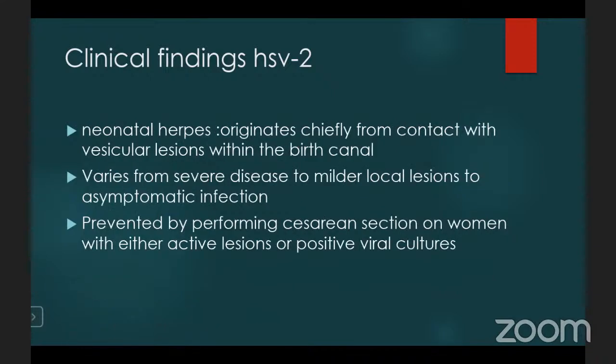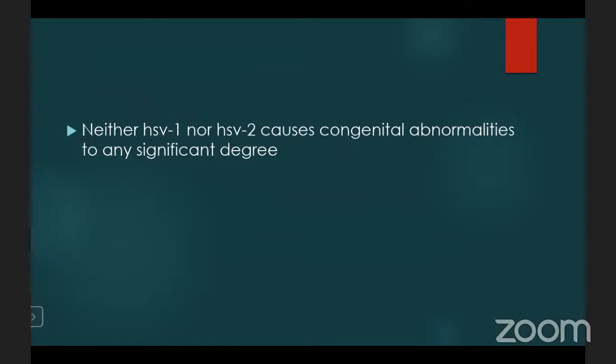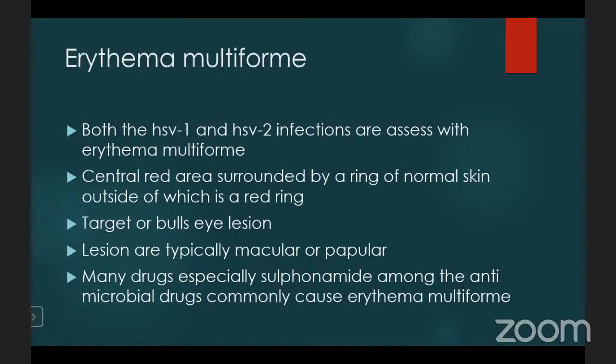Neonatal herpes originates chiefly from contact with vesicular lesions within the birth canal. It varies from severe disease to milder local lesions to asymptomatic infection. It is prevented by performing cesarean section on women with either active lesions or positive viral cultures. Neither herpes simplex virus 1 nor herpes simplex virus 2 causes congenital abnormalities to any significant degree.